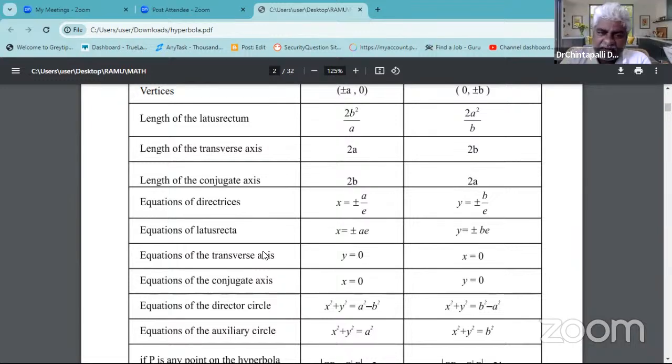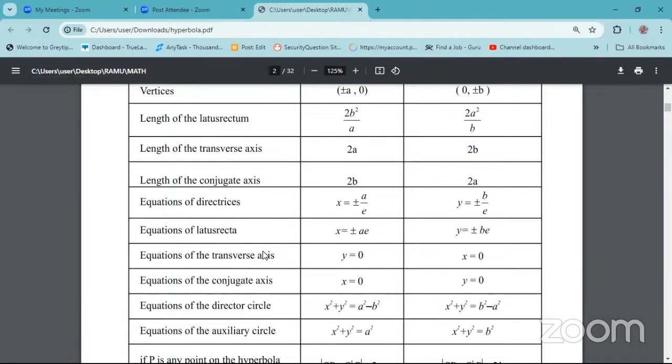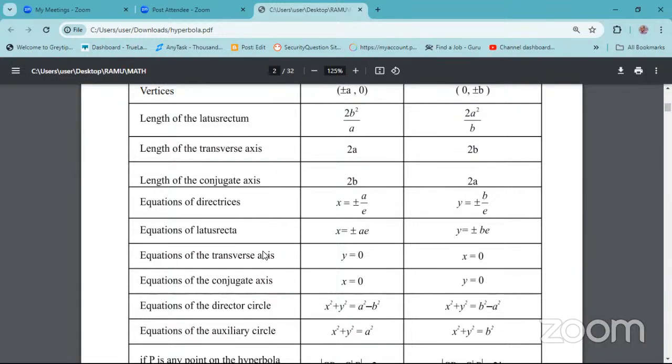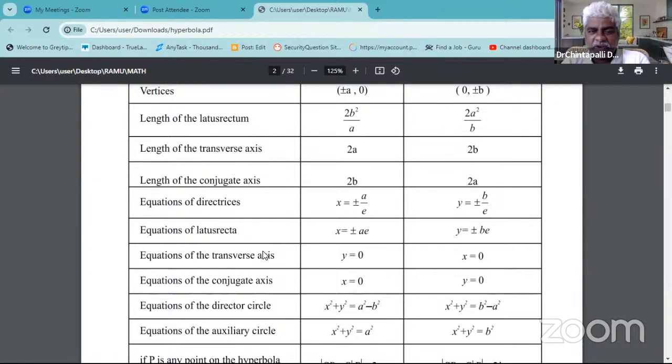You know the word latus recta, but we call it latus rectum. Equations of latus recta. Latus recta is the plural of latus rectum, as foci is the plural of focus. Equations of latus recta. Okay. Next. Equations of the transverse axis.